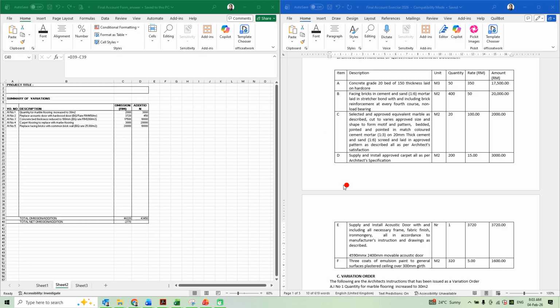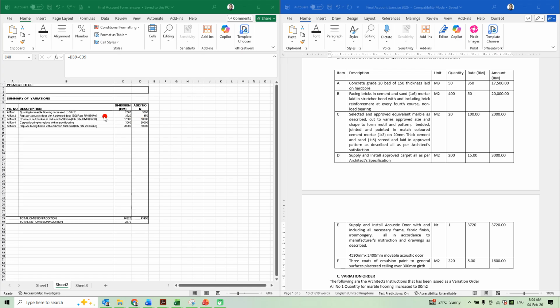Okay. Now let's look at architect's instruction number 2. Replace acoustic door with hardwood door. So the item price is 450 per door. Now, what was the original item? They're asking to replace, right? So let's find door. Look at item E. The original cost for the door was 3720, which is this one, 3720. Now, the new rate for the door is 450. I've only got one door here, so quantity is 1 multiplied by 450.